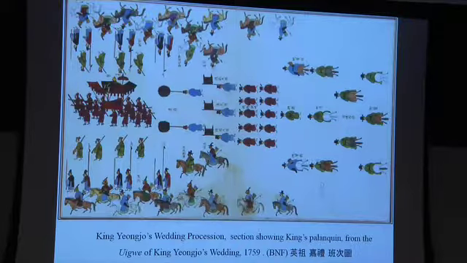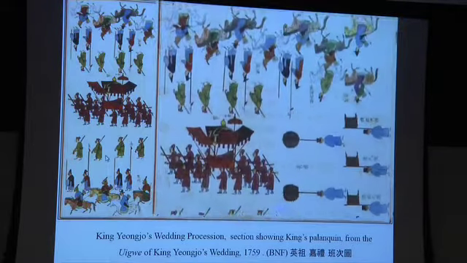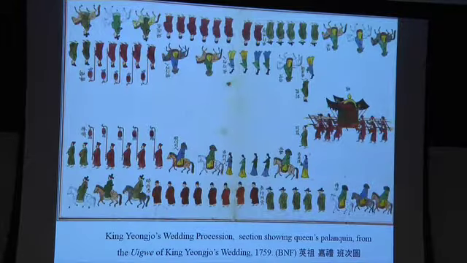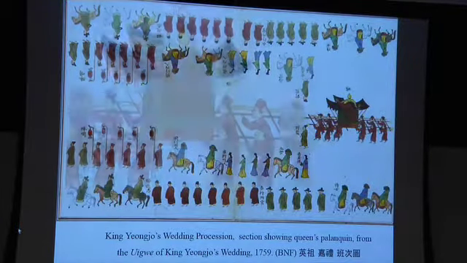And so this is the king's palanquin, and you will see that all the people surrounding him are all male. And the doors are all open. But in Queen's palanquin, the curtains are all closed, and you will see female attendants guarding her on either side.